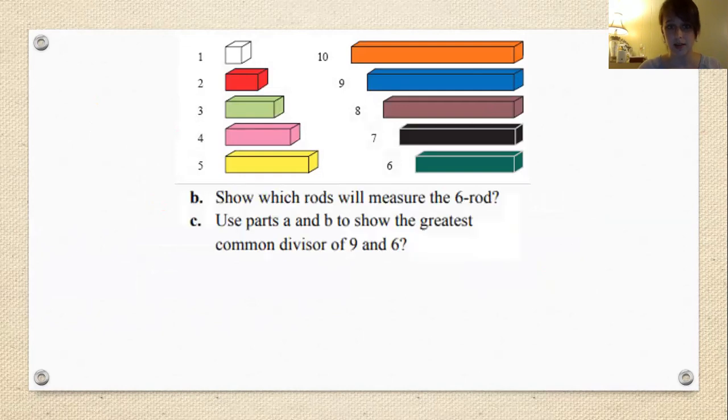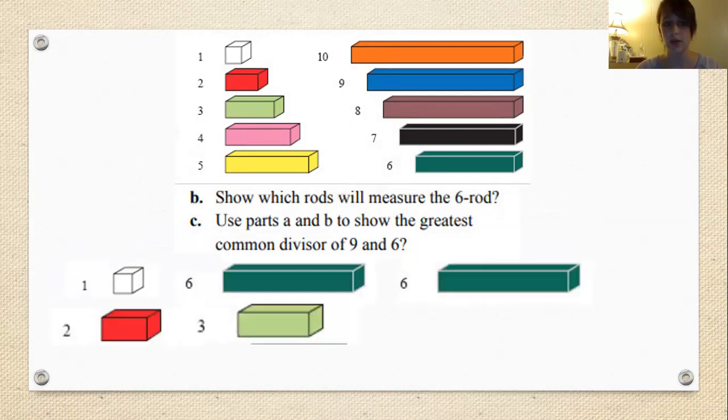And then you can also show which rods measure to be the 6 rod, which would be 1 times 6 equals 6, or 2 times 3 equals 6. This is a very great visual to show the greatest common divisor of 9 and 6, because you can show them that we didn't use 6 in the previous problem. We used 3s. So that's going to be the greatest common divisor of both 9 and 6, because 9 doesn't go into 6 and 6 doesn't go into 9. 1 goes into both of them, but it's not the greatest one. The greatest one will be 3. And you can show that as a visual using these colored rods.